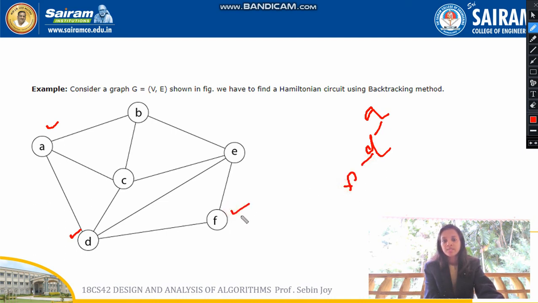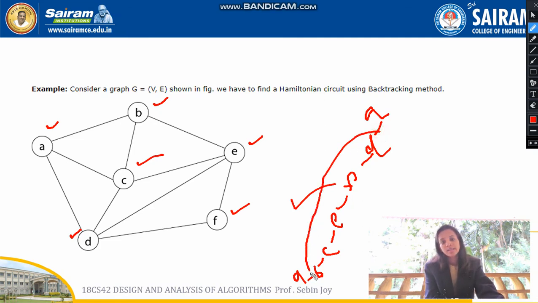So F is visited. From F, I'll be visiting E. So F, E. Then from E, I'll be visiting C. F, E, C. From C, I'll be visiting B. And is there any path from B to A? Yes, it's there. So this is another Hamiltonian cycle. This is A to D, D to F, F to E, E to C, C to B, and B to A. That means all the vertices are visited in this, right? And the starting and ending vertex is the same, so it's a Hamiltonian cycle.